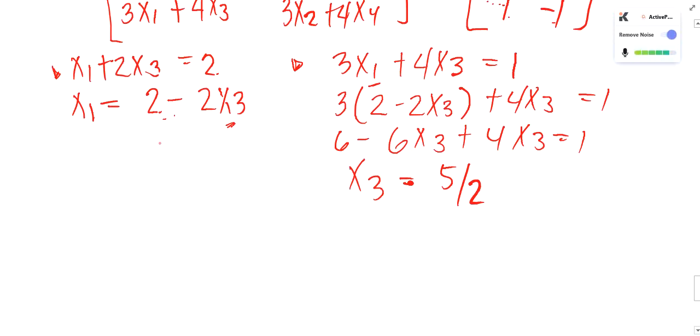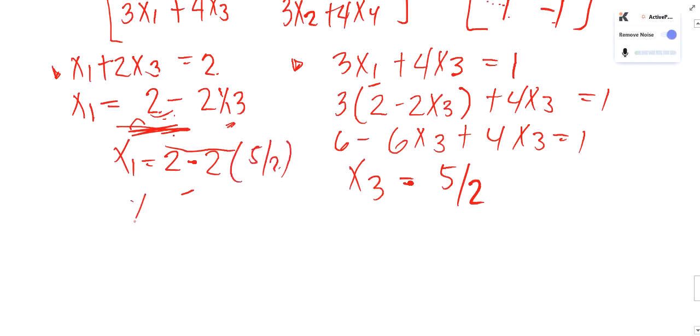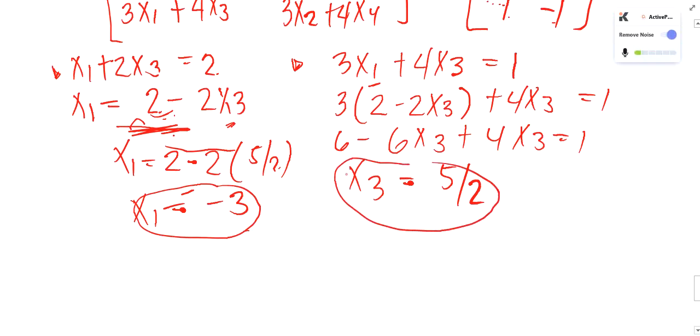So, pag may value na tayo ng x3, i-substitute natin itong value ng x3 natin dito sa ating formula sa x1, makukuha natin yung x1 that is equal to 2 minus 2. Yung x3 natin is equal to 5 over 2. So, yung magiging x1 natin is equal to negative 3. So, meron na tayong value ng x1 which is negative 3 at meron na din tayong value ng x3 which is 5 over 2. Meron pa tayong dalawang unknown, yung x2 and x4.